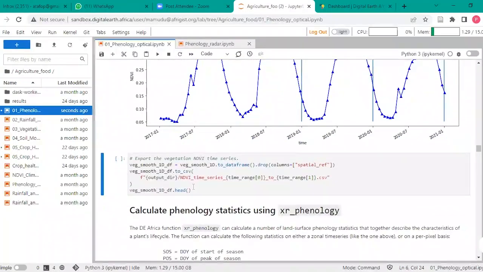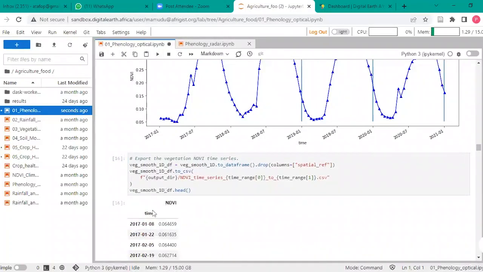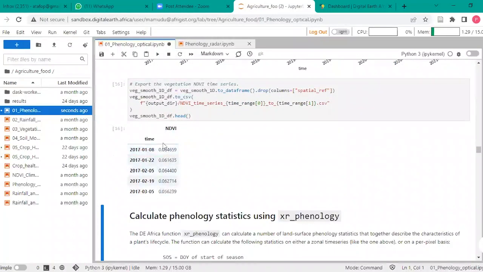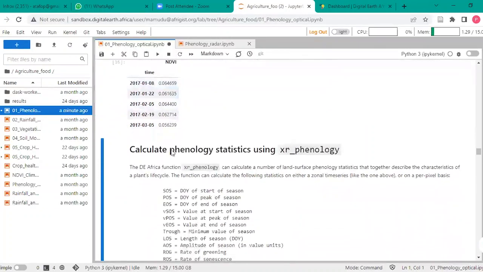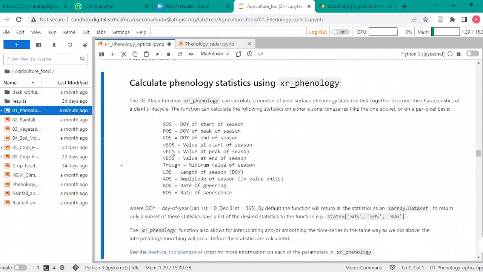Now we can export this NDVI curve into a table, which would also be saved into our results folder. So we'll run that, and it creates the NDVI in a table that will also save to the results folder. Now this NDVI values is what is going to be used to calculate the phenology. So now the next thing we are going to do is calculate the phenology.